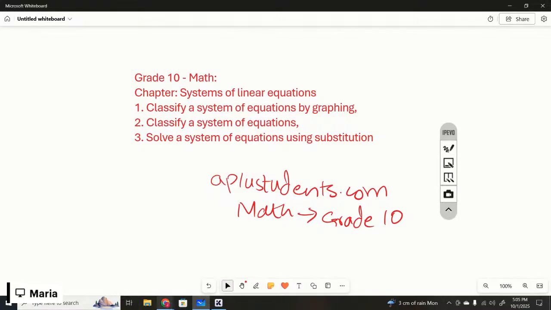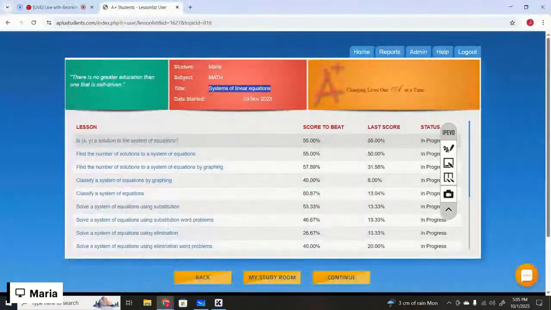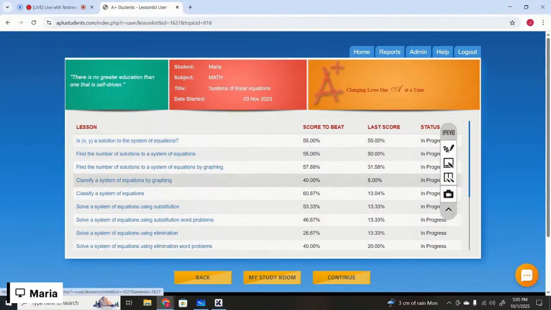So please make sure you have your notebook and pencil so that you can note down the important examples and definitions as well. Here I am on grade 10 math. The chapter we are on right now is systems of linear equations. Let's just start with the lesson that is classify a system of equations by graphing.